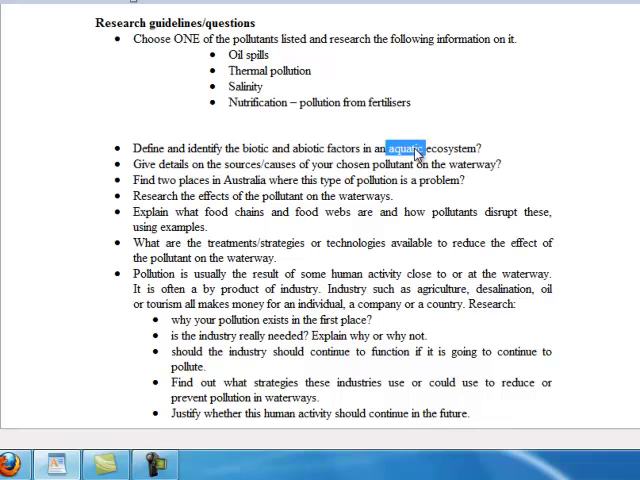Again, aquatic does mean water. So basically you're looking to define biotic, define abiotic, identify some examples of biotic and identify some examples of abiotic factors in the ecosystem.